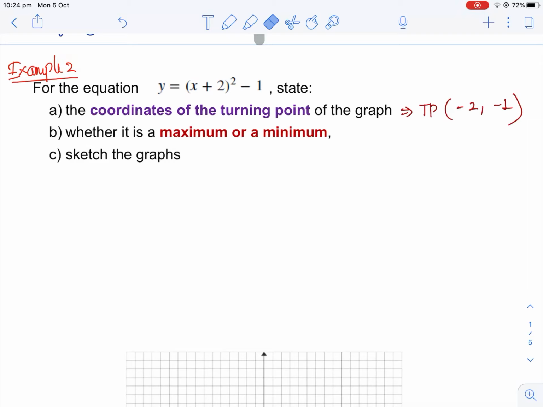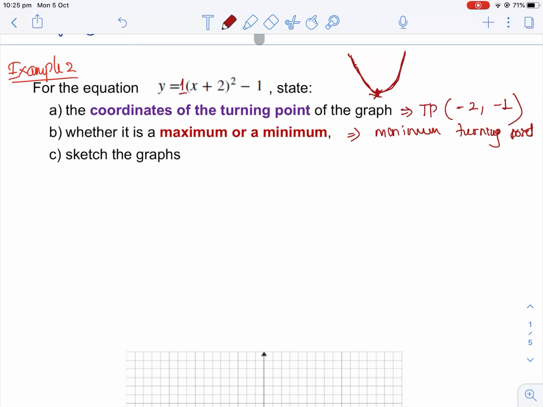Remember the previous lesson that Mr. Bowers taught you, that if the number in front of the x squared is a positive number, then the shape of the parabola is going to be concave up, where we have a minimum turning point. This one is the minimum turning point, because the coefficient in front of x squared is positive.